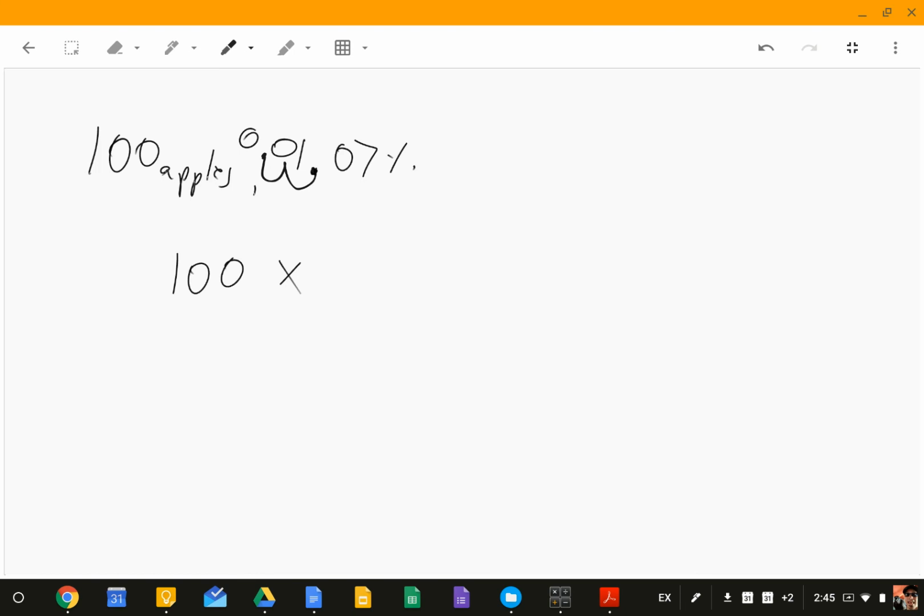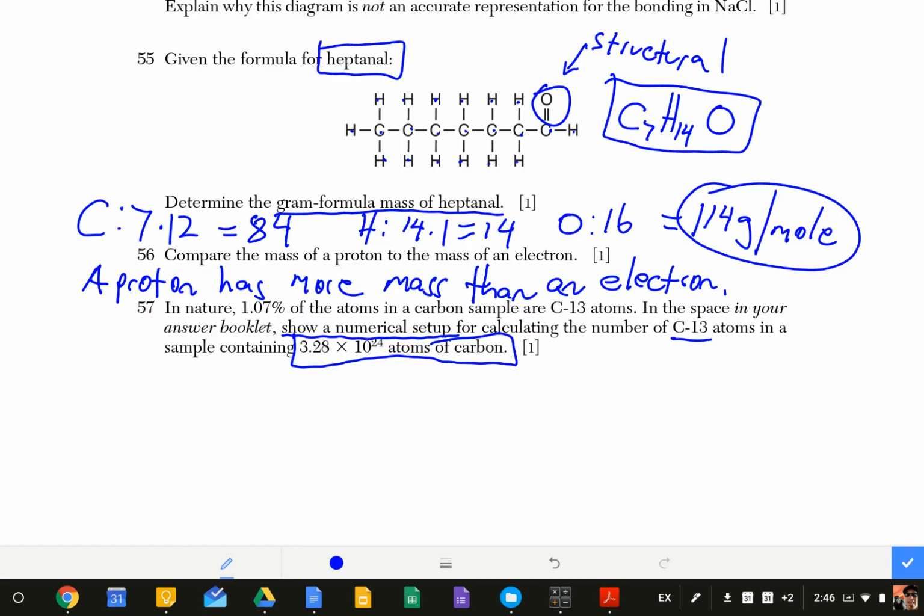0.0107. So to find out how many apples out of these 100 are yellow, if only 1.07% of the apples are yellow, we just do 100 times 0.0107. That's it. So let's find out. So 100 times 1.07, that's 1.07 apples. So you can't have 0.07 of an apple, or we could, but forget it. Anyway, basically one apple out of the 100 are going to be yellow. So all we got to do is the same thing except with carbon atoms.